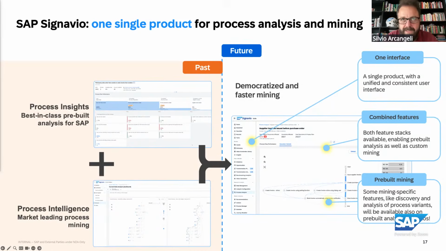This visualization with the Variant Explorer brought to the process insights stack is going to be released even earlier, because we are planning to release it before the end of the year. So it will be a teaser, let's say, of what is going to come with a unified product later in first half of 2026. And I'm really proud of this, of course, because it's a major milestone.